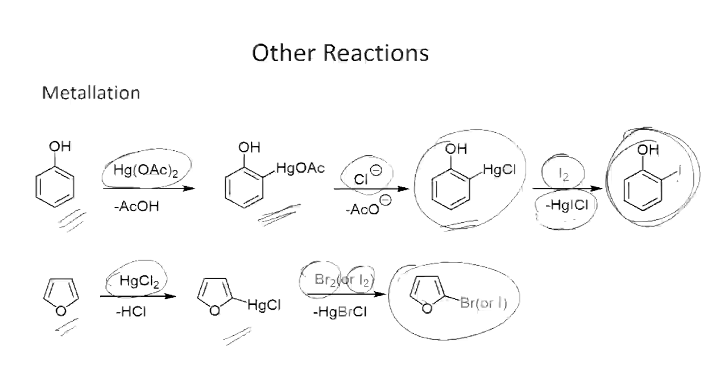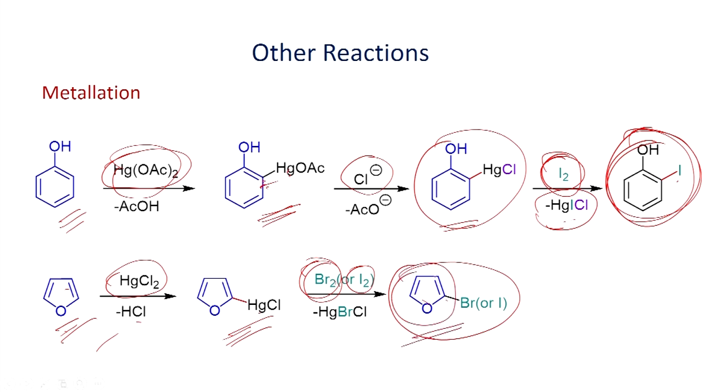As we have seen, this is another example of metallation. You can try to react with mercury acetate. You can make a carbon metal bond. Once you have the metal bond, then you can try to react with molecular iodine and you can do the iodination. And similarly, here also, you make a carbon metal bond. Once you form this carbon metal bond, you can try to react with molecular bromine and iodine. In this way, you can make a halogen atom in this aromatic system.